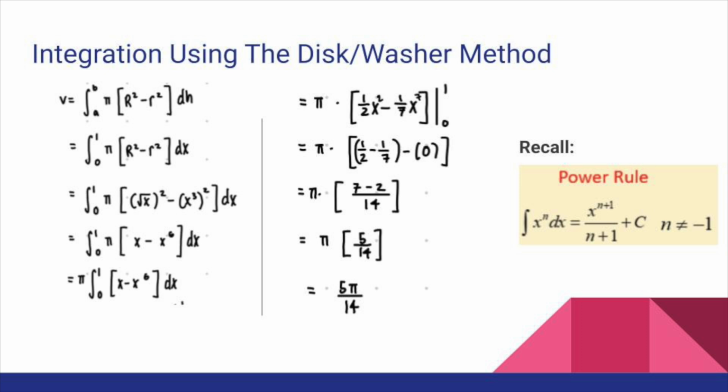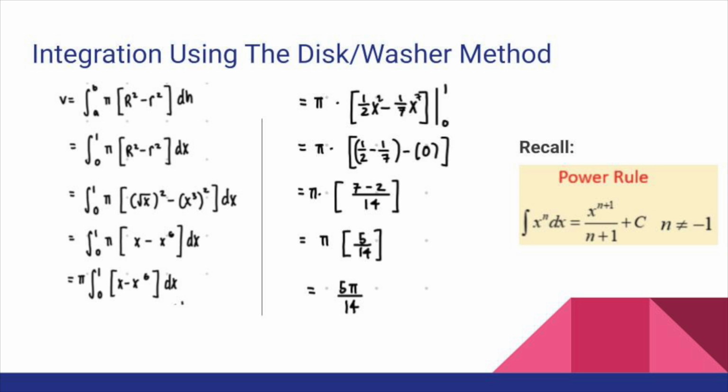Since we know the integration points, there is no need to add a constant c. Therefore, we can now substitute in 1 for x and subtract to get the difference. So, we will get 1/2 times 1 to the power of 2 minus 1/7 times 1 to the power of 7. This gives us 1/2 minus 1/7.